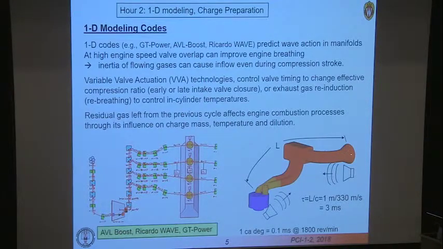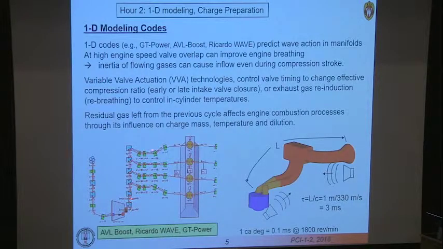So basically the communication of changes that are going on here are due to waves or sound waves in the system that control the flow that's going to be experienced through the intake system. And because of this delay, you can have flow being demanded even when the piston's moving up, because this guy here doesn't know that the piston is moving up until 3 milliseconds later. So that's one of the things that's included in the calculations when one uses these 1D codes.